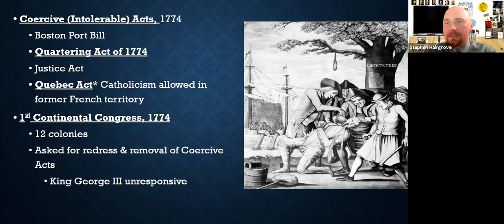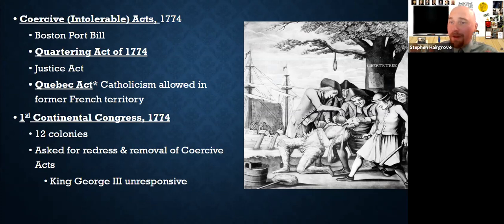But this was not designed to try to gain independence. At this point, very, very few of the people that were part of the First Continental Congress had independence on their mind. They just simply wanted to organize some of these boycotts a little bit more, and they sent a letter to the king asking him to remove these acts.